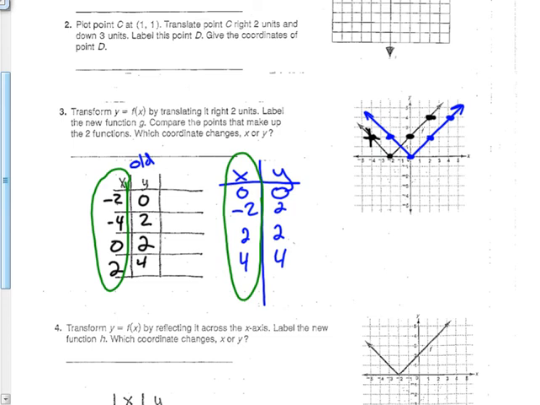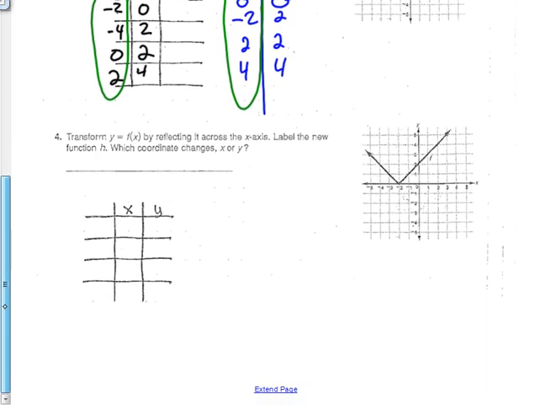And so the ones that changed were my x's, and we knew that because I'm moving this to the right, and so the y's aren't changing. It's not going up or down at all. It's just going to the right. So it's going to move along the x. The x is going to change. Each x value added 2 to it. So I took -2 plus 2 gave me 0. -4 plus 2 gave me -2. 0 plus 2 gave me 2. 2 plus 2 gave me 4. So that's the way that works.